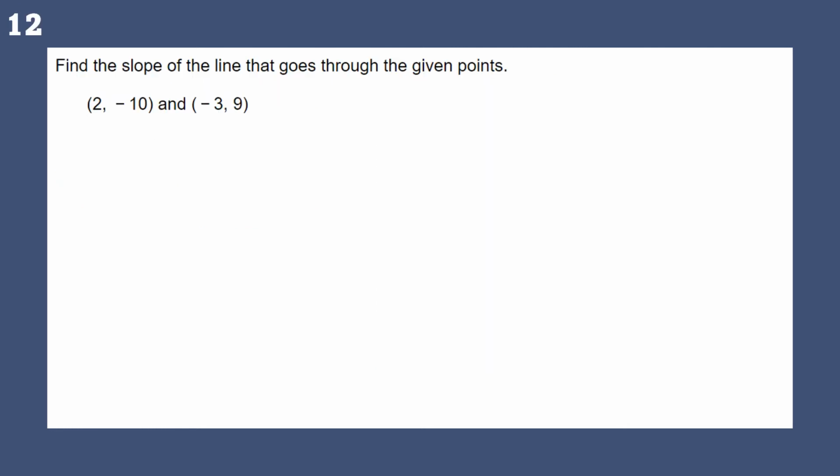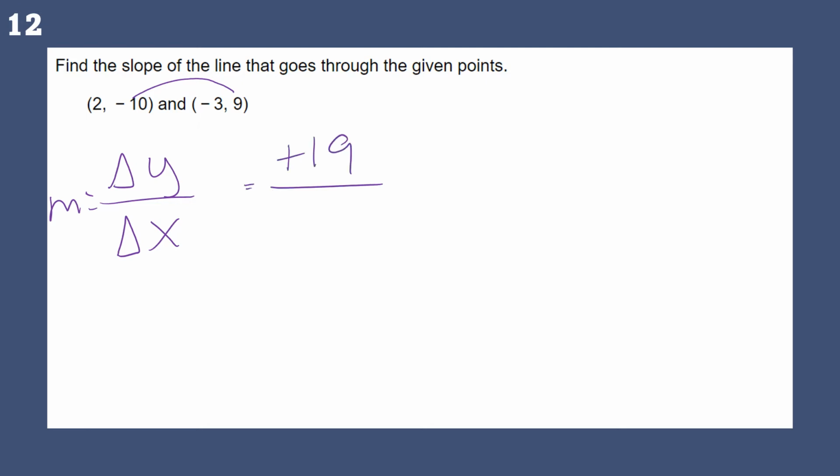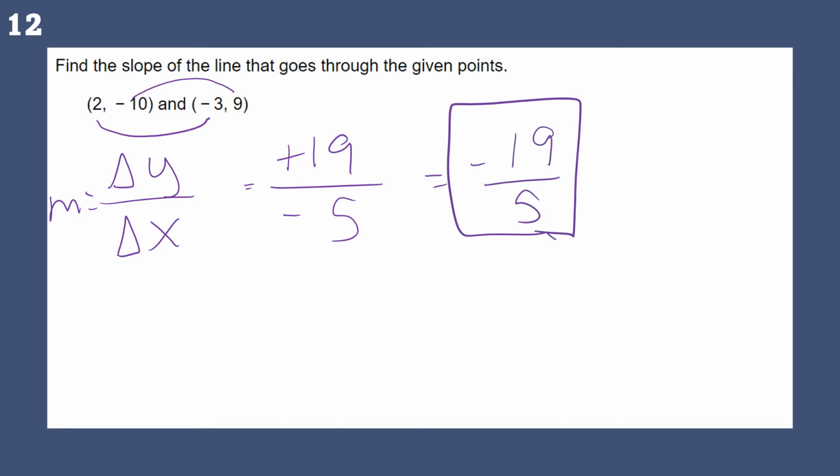Find the slope. Now the slope is the change of y over change of x. In other words, we're going to say delta y over delta x is our slope. And so we're just going to say, how much did the y change? From negative 10 to 9, it went up 19, okay? So the change was up 19. And from 2 to negative 3, how much did the x change? It went down 5. We're going to simplify that a little bit. I'm just going to put negative 19 over 5 because it doesn't simplify much. And that's my slope.